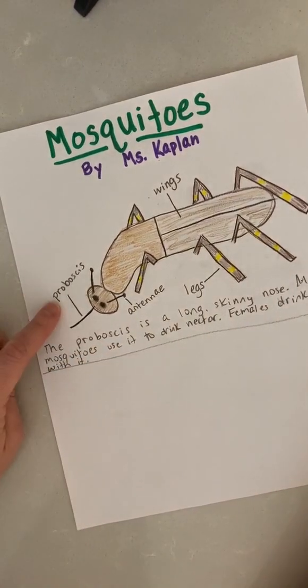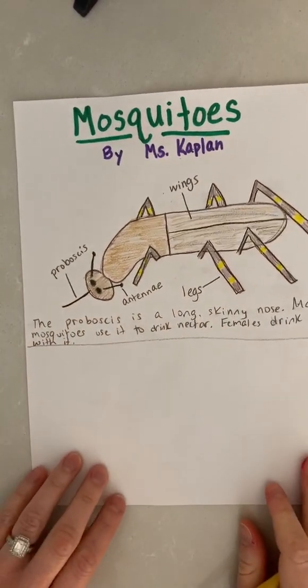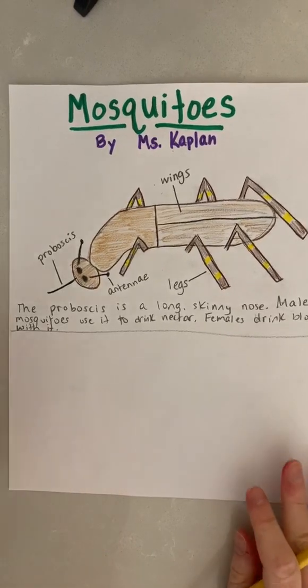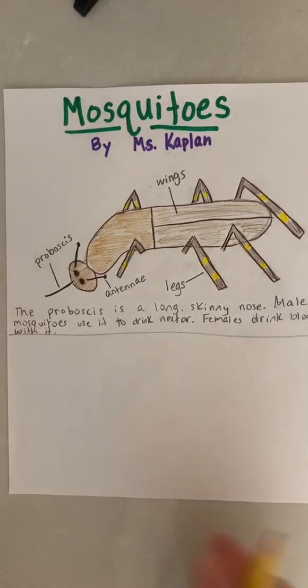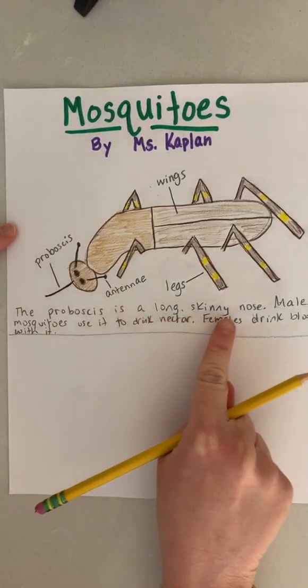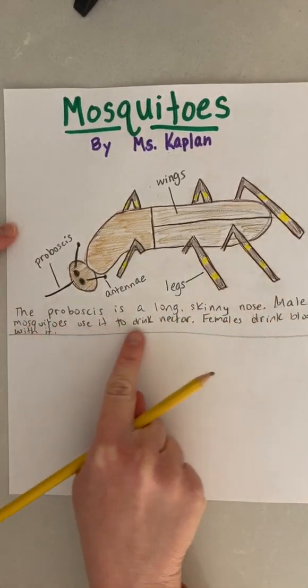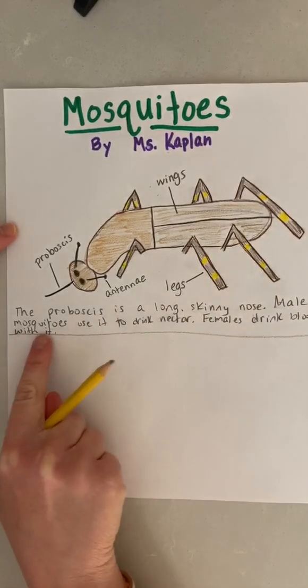And there I have labels and I have a caption. So now I have 2 text features on my poster. Actually, I have 3. I have my diagram, my labels, and my caption. The proboscis is a long, skinny nose. Male mosquitoes use it to drink nectar. Females drink blood with it.